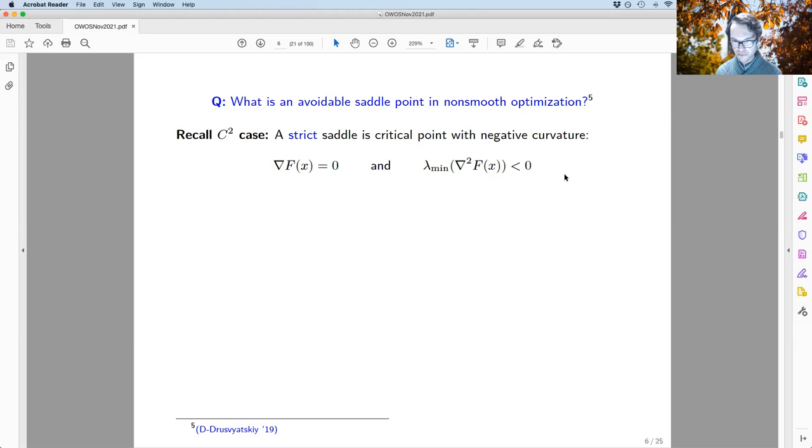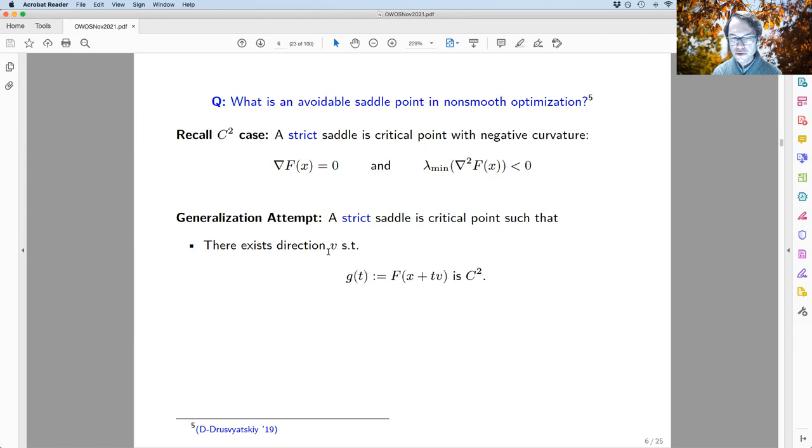Maybe the function is sort of a directionally smooth function along some ray. And so a natural generalization attempt for this problem is to say that a strict saddle point is a critical point of my function along which there exists a direction or a ray where the function f is C2 and the function g has some amount of negative curvature at zero. And of course, this is an equivalent definition of the strict saddle property when f is C2, but we might expect that we can use this to extend the strict saddle concept beyond the class of C2 functions.